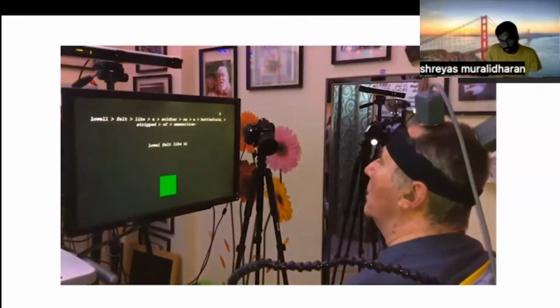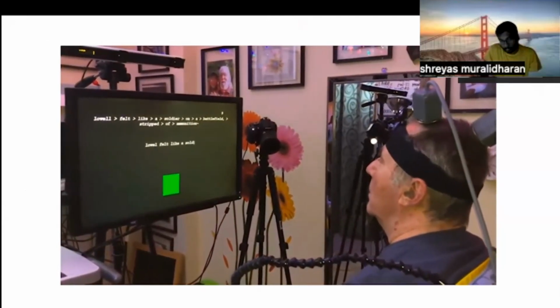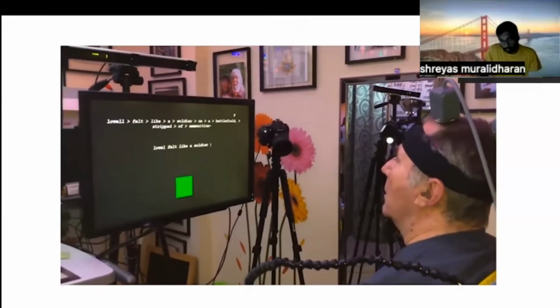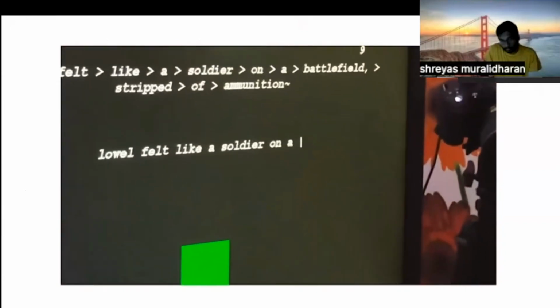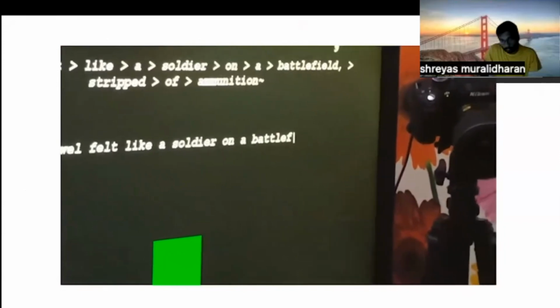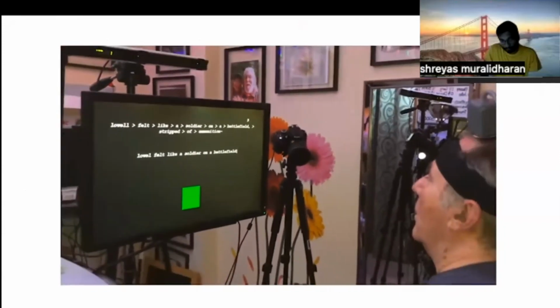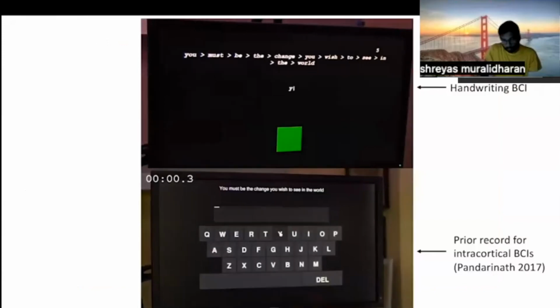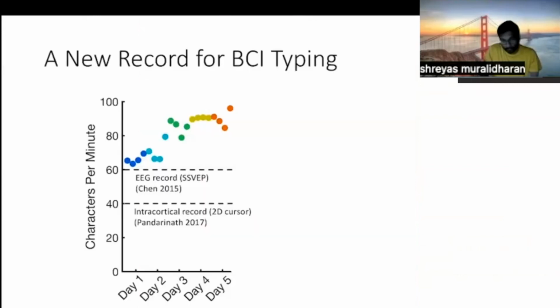Here's what it looks like in real time when our participant uses the BCI to copy a sentence shown on the screen. Our participant is typing freely and entirely at his own pace. Note that our decoder is fully general in that the user can type any sequence of characters, including sentences that never appeared in the training data. In the next video, we compare our handwriting BCI, shown on the top, to the current state-of-the-art performance for intracortical BCIs, shown on the bottom. In both videos, the user is copying the same sentence. Our handwriting BCI is more than twice as fast as the current state-of-the-art. To our knowledge, the typing rates we achieved set a new record for BCIs of any kind.